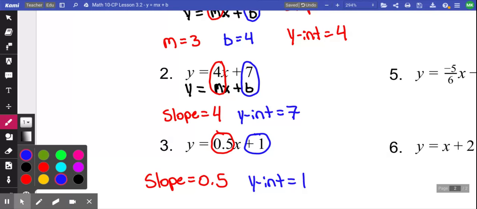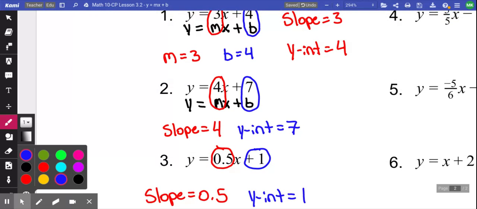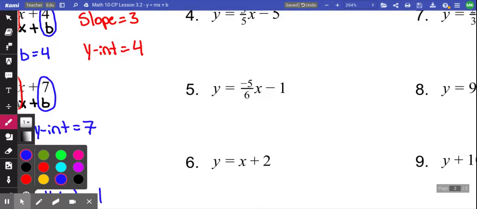They can sometimes mix up the questions, make them a little bit harder. As long as you notice that the b value is always by itself, so it's not next to the x, and the slope is always being multiplied by the x, so it's the number right attached to the x. Awesome. We'll try 3 more.